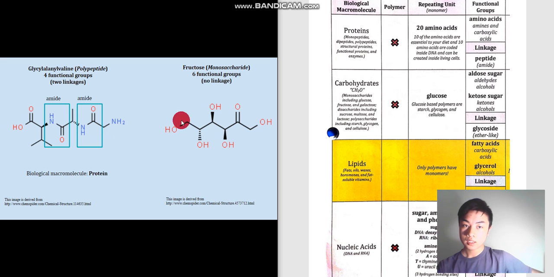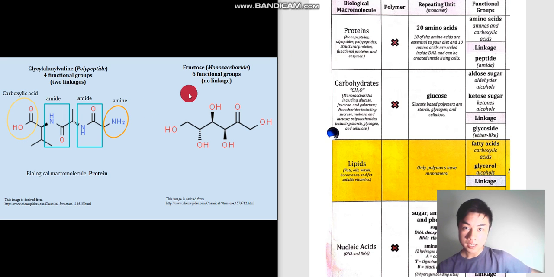And then the chart also tells us that it's going to have an amine and a carboxylic acid, and so luckily the NH2 is going to be our amine, and then the O with the OH is going to be our carboxylic acid.